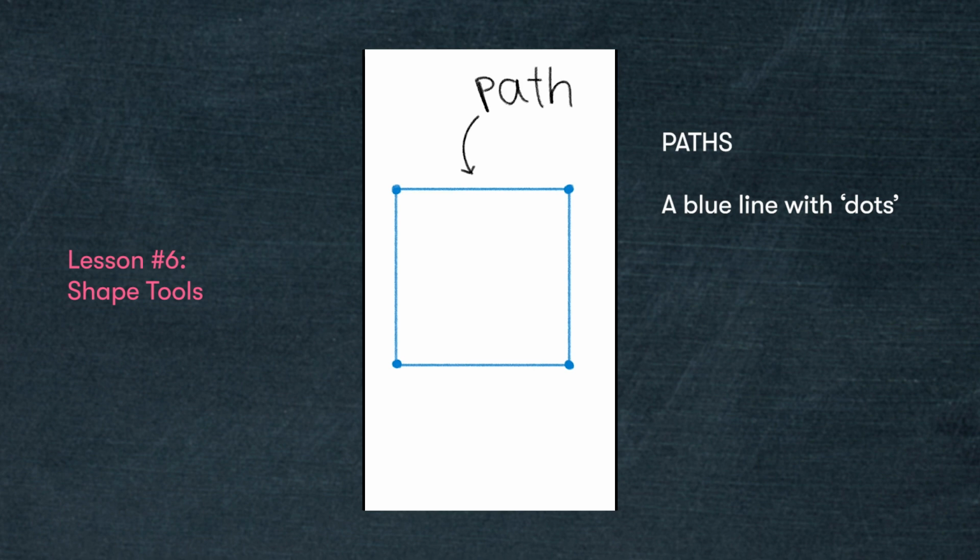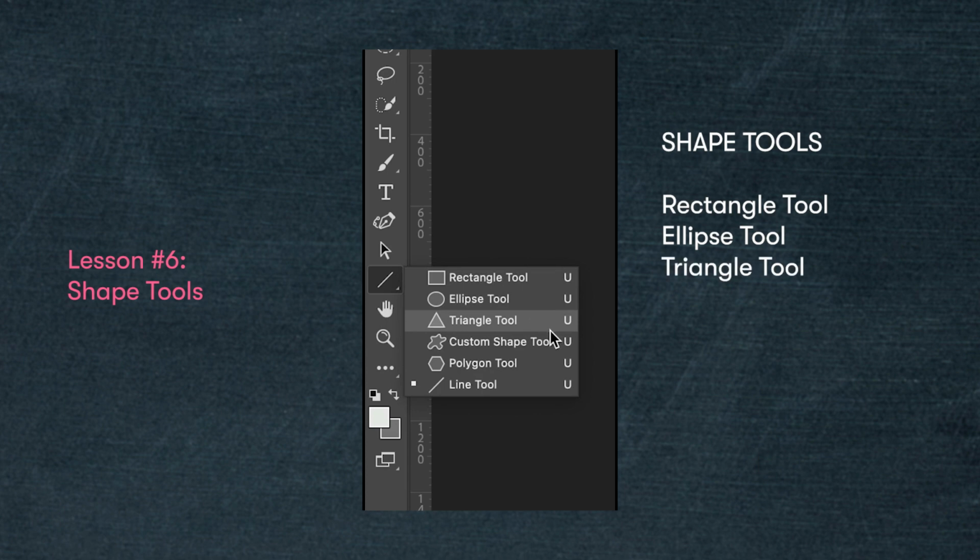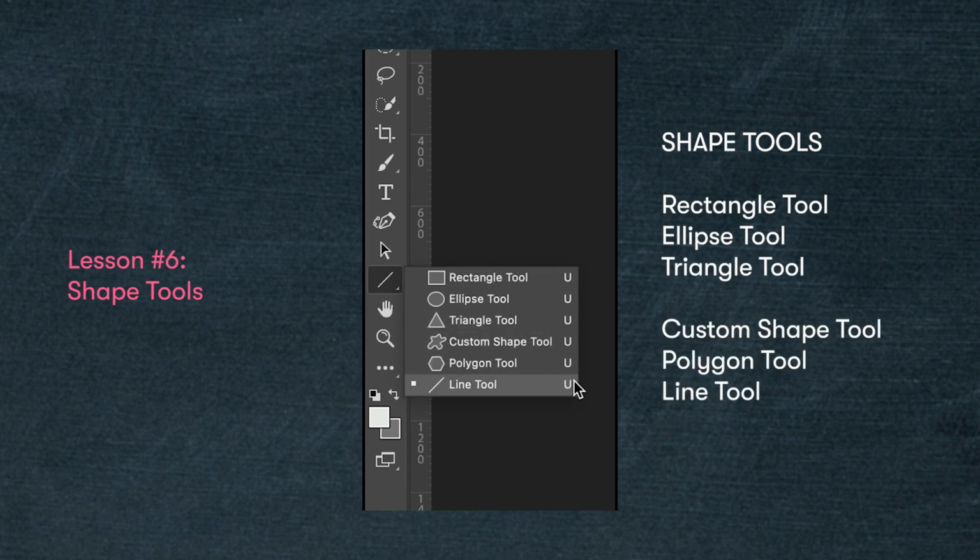Quick recap, in the last lesson we talked about paths. Anything with a blue line and dots is a path. Last time we talked about making paths with pen tools, and today we're going to talk about making paths with shape tools. We have the rectangle tool, the ellipse tool, the triangle tool, and 3 more tools that I'm not going to go over today, but I might later.